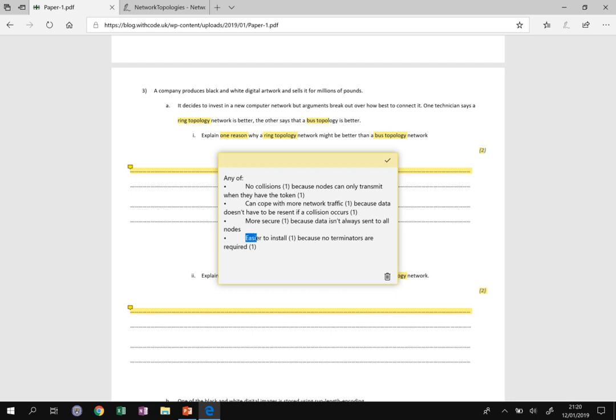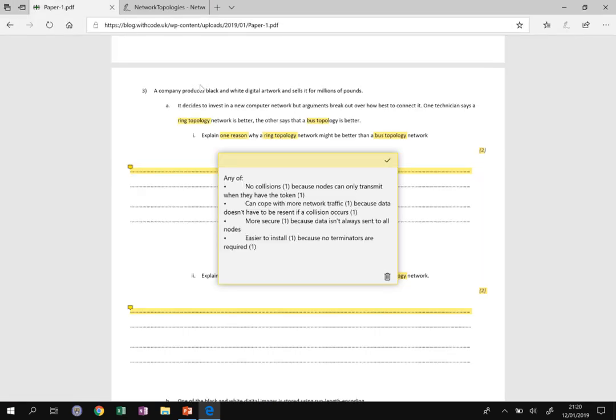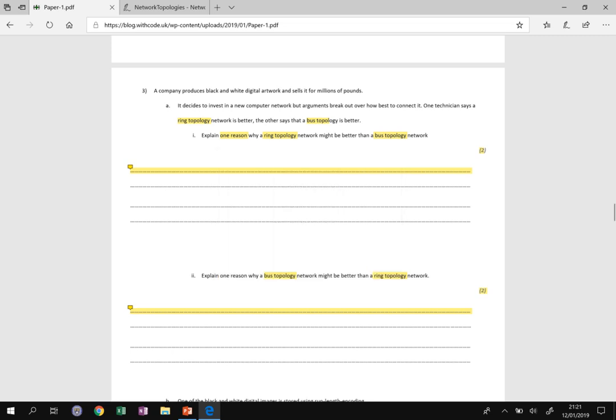And you could argue that a ring is easier to install because there's no terminators. Well, what does that mean? On a bus, you have to have a special terminator at the end of each bus, which just stops the data bouncing back over the bus. You don't need that on a ring. You just connect a wire from one node to the next node. And you'll notice these tend to be quite short wires. Here you need one big long wire that all of the others connect to. So lots of opportunities to get those 2 marks.